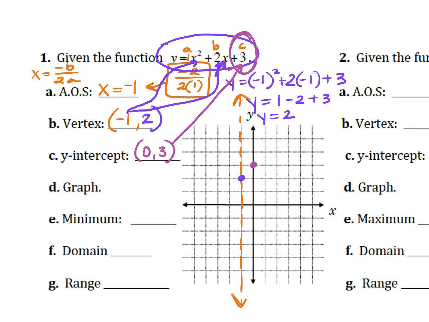So yes, your a term was 1. You could have gone up 1 over 1, up 1 over 1 for both of them, but you also could find your y-intercept on that. So reflect it, and then that's your graph.